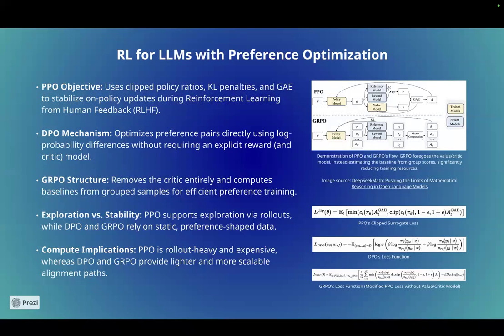So PPO, the idea was to use a clipped policy ratio. Policy ratio is essentially the ratio of different probabilities for an LLM to carry out a particular action.